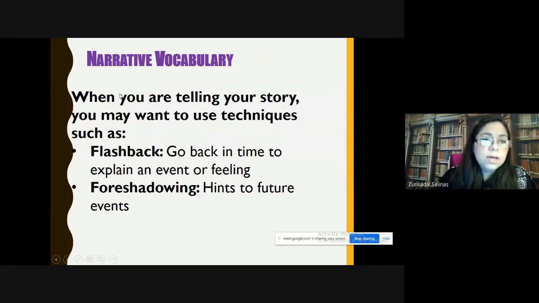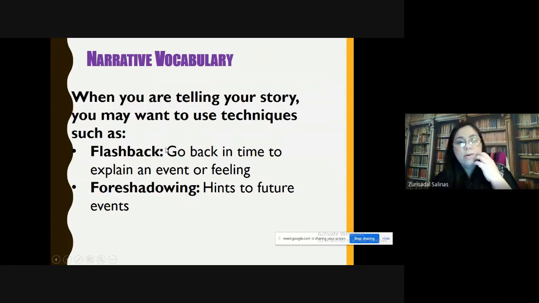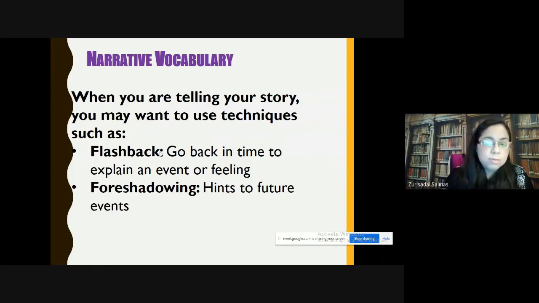Now we move into the narrative vocabulary. When you are telling your story, you may want to use techniques such as flashback. And flashback is important because sometimes you'll have to go back in time and retell a detail or something that you might have missed or that is important. Be careful with the flashbacks, how you set them up, because if you don't give enough details, you're going to lose your audience. Remember to orient the reader.